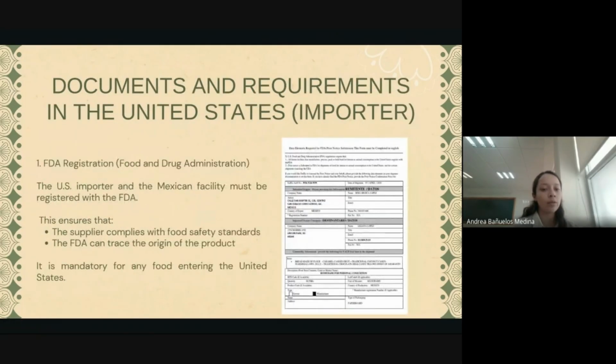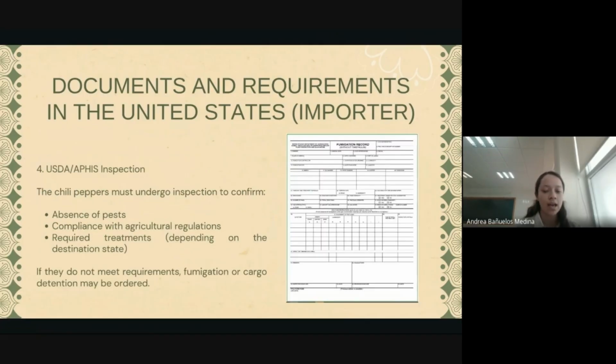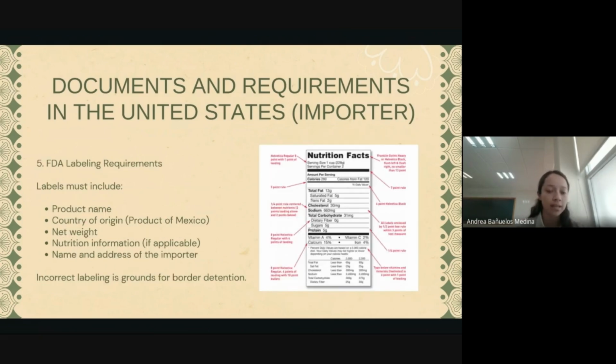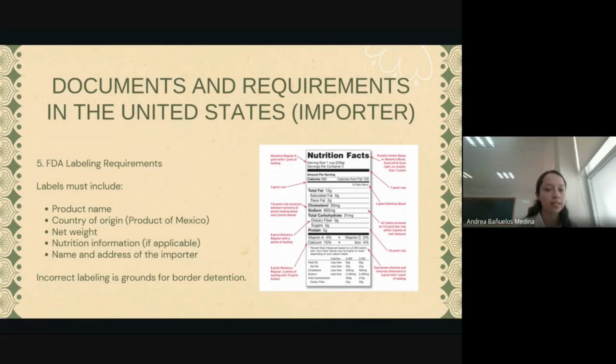Okay, the documents that we need as a United States importer are FDA registration, prior notice, the FSVP, Foreign Supplier Verification Program, USDA inspections, and FDA labeling requirements. It's different from Mexico because when you want to send merchandise to the United States, you need more documents and more permissions from this country. It's different for us, but it's a really interesting way to do all these kinds of movements.